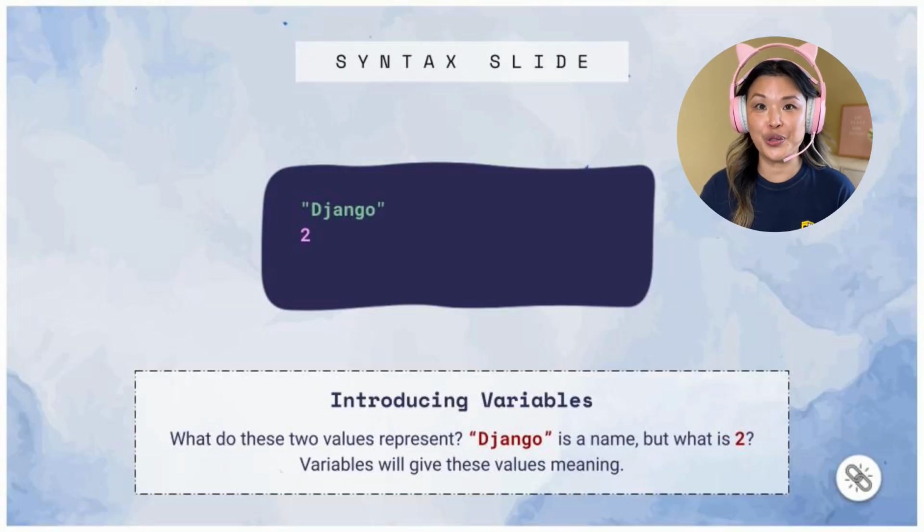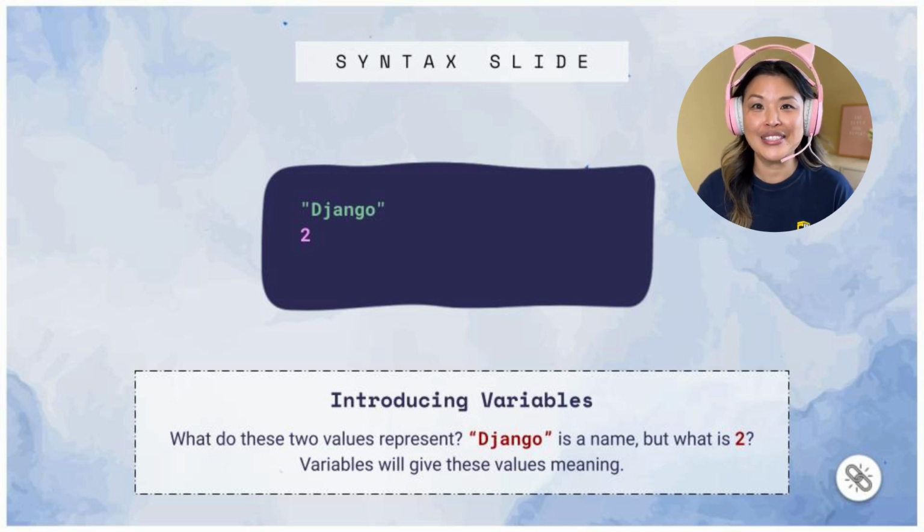Let's start with these two pieces of data, "Django" and 2. From our last video, you probably know that this first one is a string. It's inside of quotations. The second one is an integer. It's a whole number with no quotations. So what do you think these two pieces of data might represent? In this case, Django is a name. He's a really cute little pug on our team. And what is 2? What do you think?